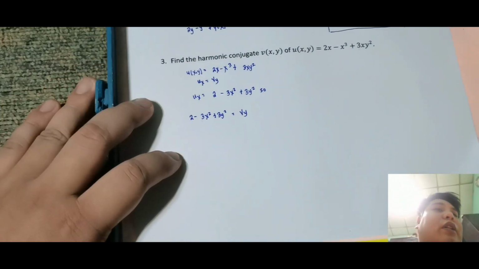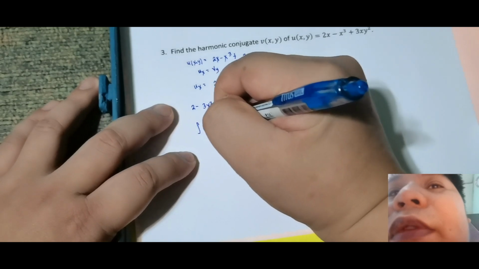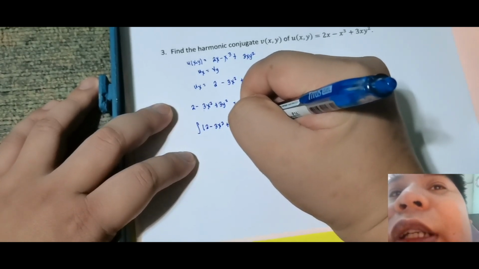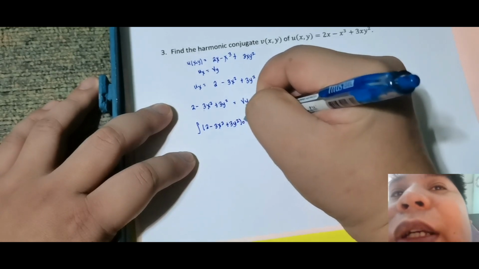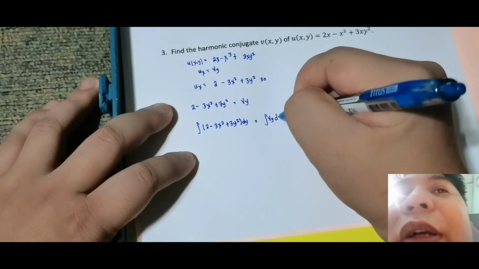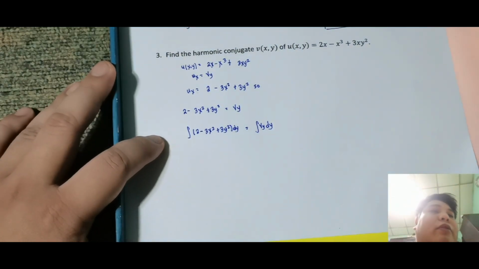So kukunin natin yung kanyang integral with respect sa y. So kunin natin yung integral niya ng 2 minus 3x squared plus 3y squared with respect sa dy equal sa integral ng v sub y dy. Okay, integrate with respect sa y.